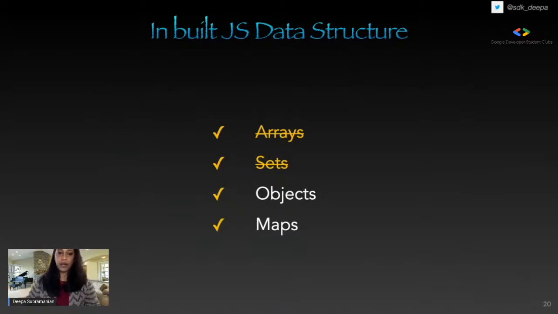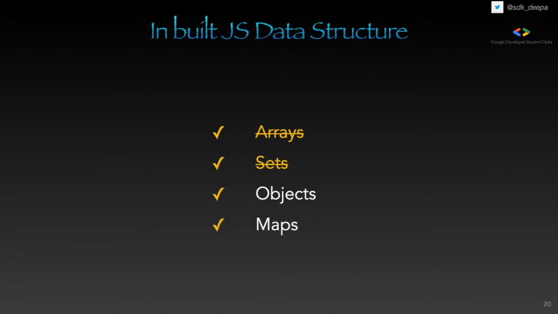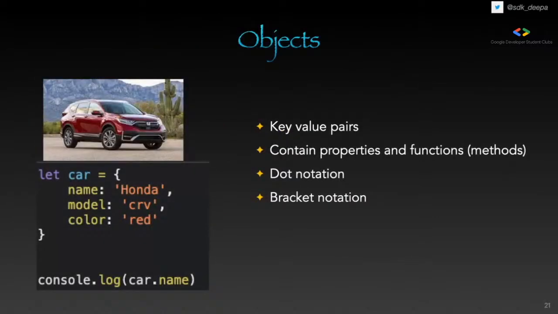So we saw what arrays are, we saw what sets are. Now let's move on to objects and maps. These are reference type data types too. Objects are key-value pairs of unordered data. Retrieval of data is using keys, and it contains properties and functions. If you have a function inside of an object, it's called a method. And how do we retrieve data from an object? You either use dot notation or bracket notation.